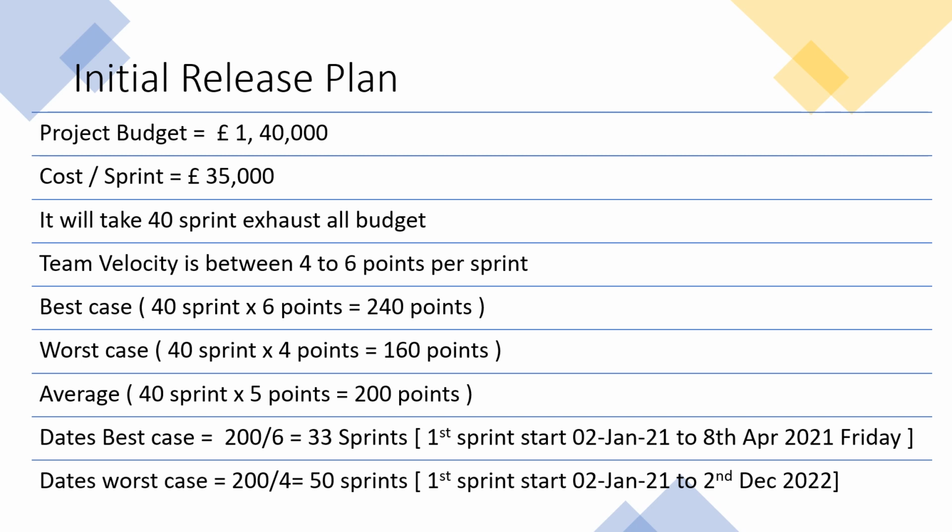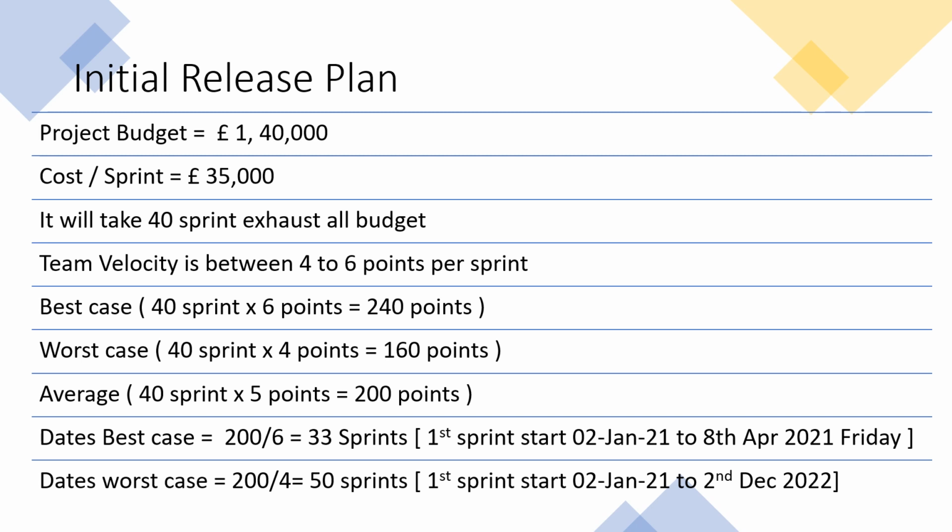So we already know that team velocity is between 4 to 6 points per sprint. So in the best case scenario, if we multiply 40 sprints by 6, we will get 240 points. In the worst case scenario, we will get 40 multiplied by 4, 160 points. And please do remember that we have a product backlog with 200 points. So if we take an average of 6 and 4, we will get 5 points. With this calculation, we can easily assume that with this particular budget and with this velocity, we will be able to achieve our product goal.